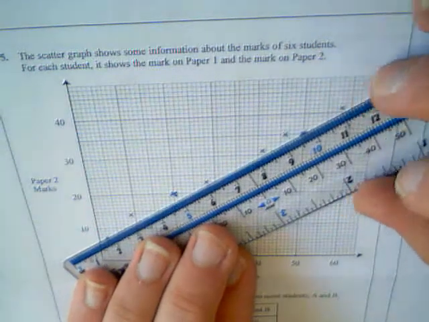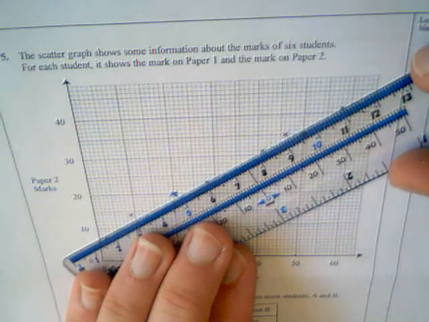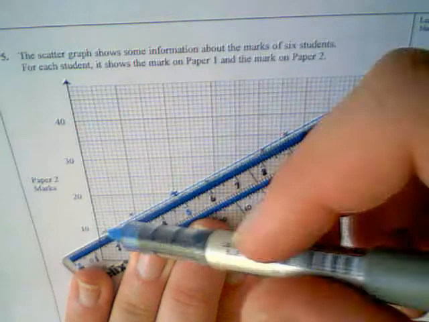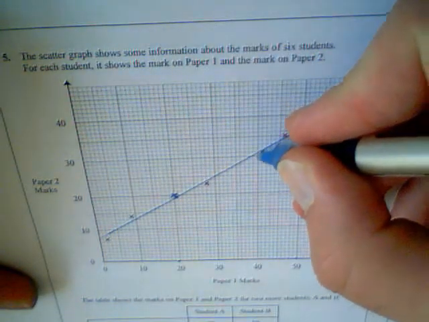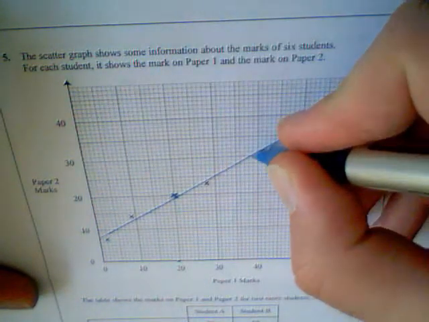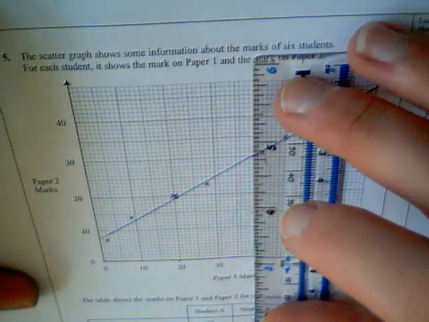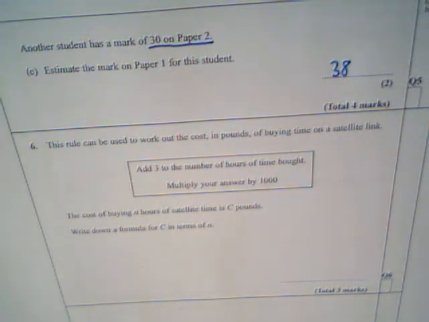So for this line of best fit, you want to be getting the line as close to as many points as possible, and if preferable, have an equal number of points above and below the line. So we'd have something like that maybe. And they got a mark of 30 on paper 2, so we can go to 30 and then read off here. And then we go down to paper 1, and you can see it's about 39, 38, so we can write 38 as an estimate for their mark on paper 1.